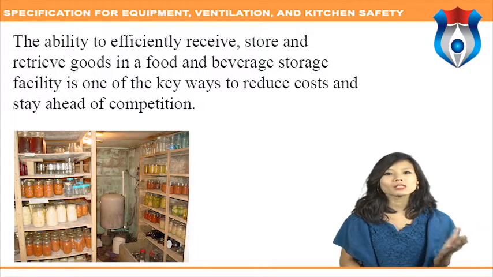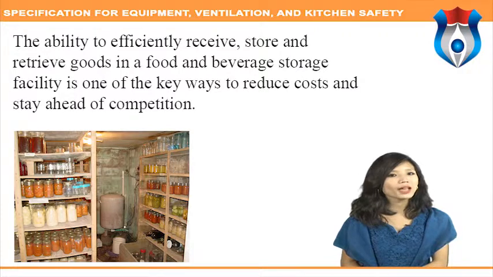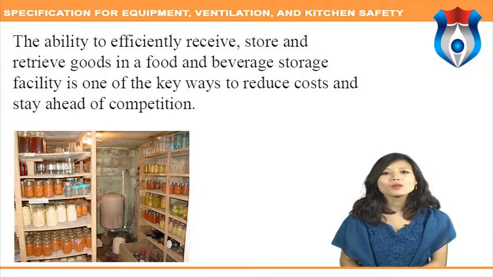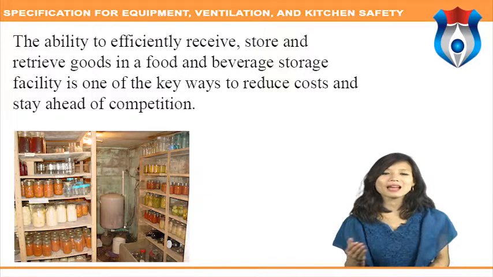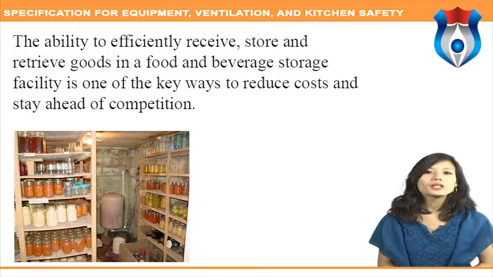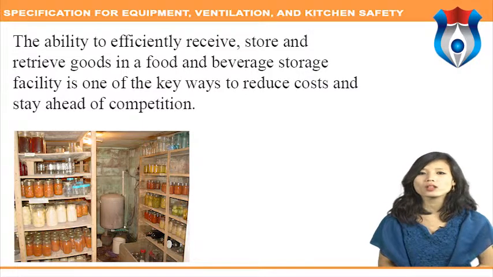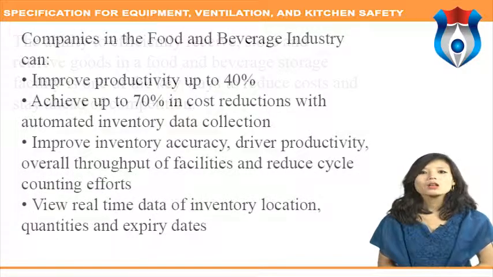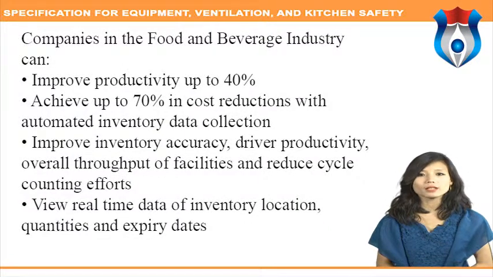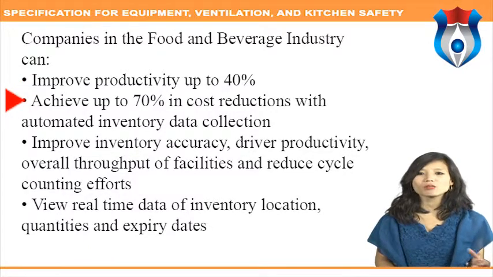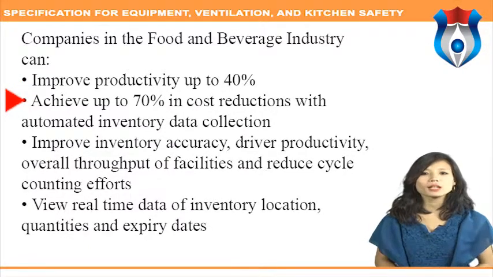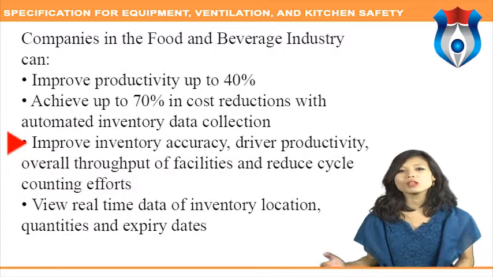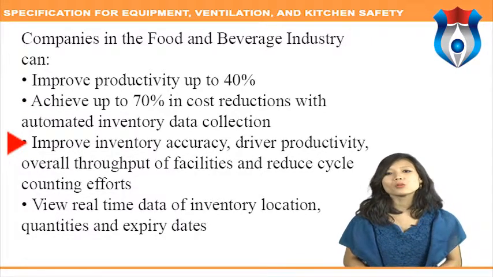Manual processes, insufficient storage of product, cycle counting and costly shipping mistakes increase the probability of inventory inaccuracies, lower throughput and can lead to poor inventory storage planning. These represent areas where productivity is lost along with potential profits. Companies in the food and beverage industry can improve productivity up to 40%, achieve up to 70% in cost reduction with automated inventory data collection, improve inventory accuracy, driver productivity, overall throughput of facilities and reduce cycle counting efforts.